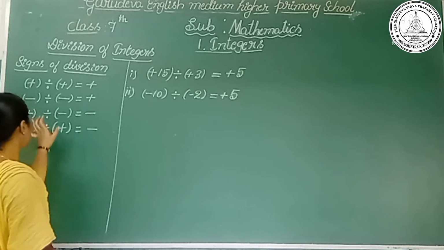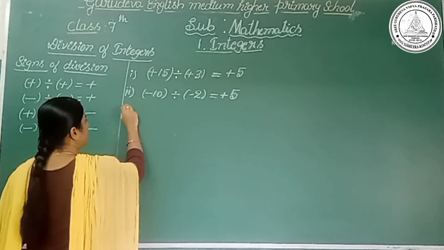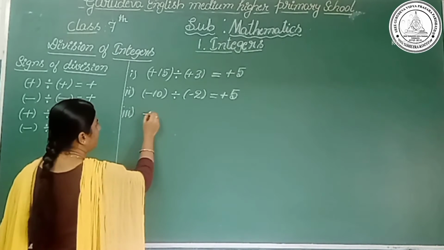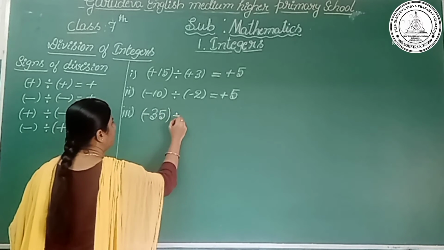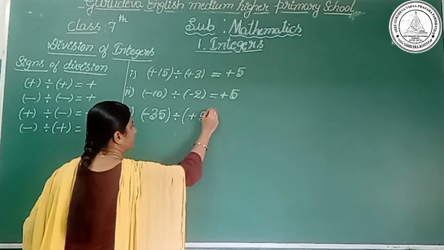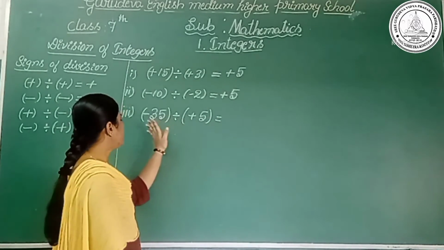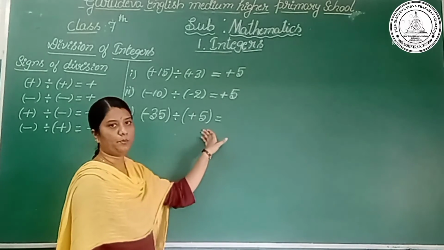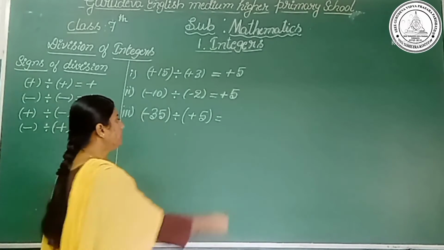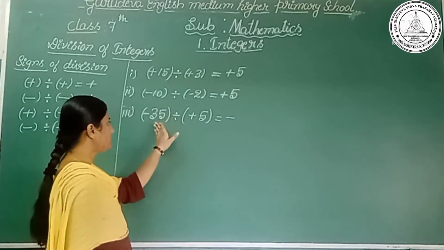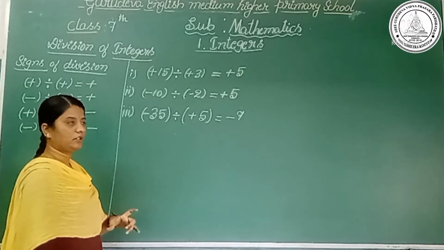Next, the division of a positive and a negative integer. Minus 35 divided by plus 5. Minus 35 divided by plus 5. So here a negative integer is divided by a positive integer. What quotient will we get? We will get a negative quotient. How much is 35? 5 sevens are 35. So minus 7 is the quotient.